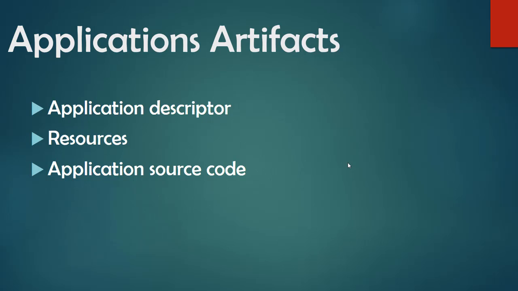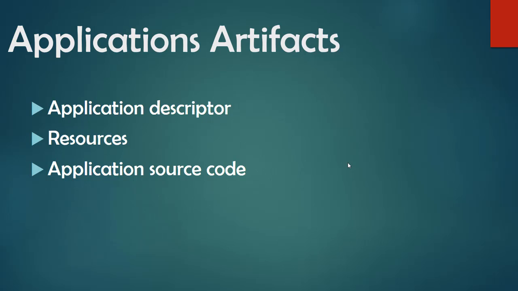So another topic is about applications, artifacts. Android applications have some artifacts that are required, which are very important, and some that are just optional. So an Android application is primarily made up of three pieces, which is very important. The first one is the application descriptor. Another one is a collection of various resources, and the last one is the application's source code.